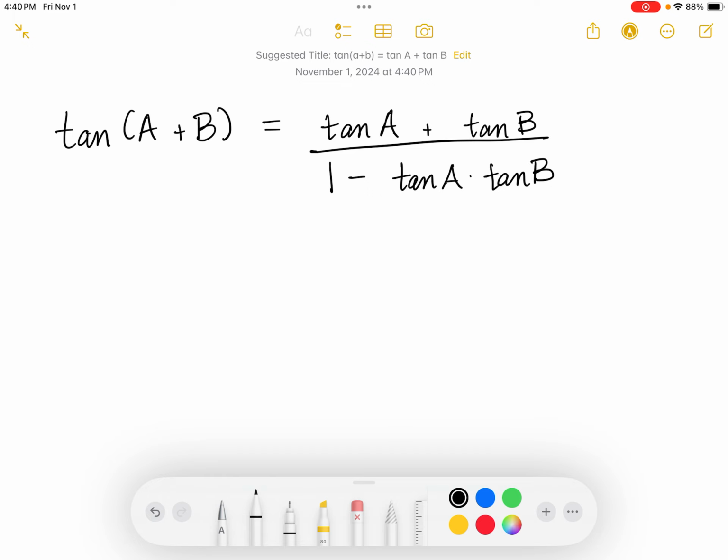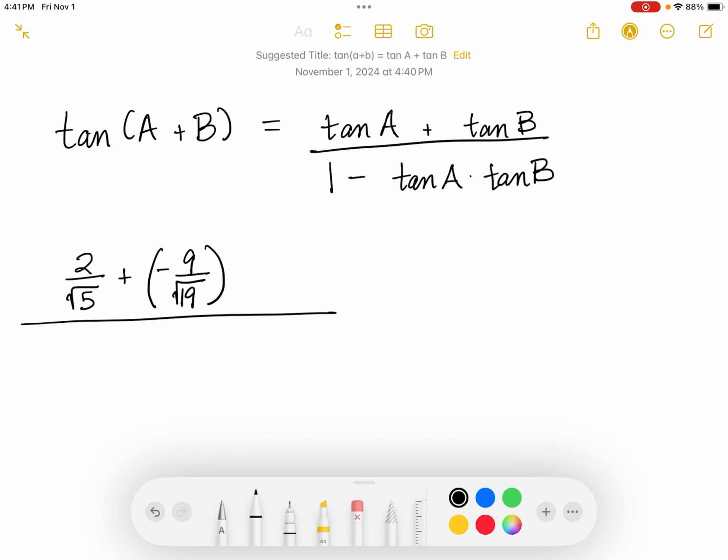Okay, so let's first use substitution. We have tangent of A as 2 over the square root of 5, and then plus, we got a negative for tangent of B because it was in quadrant 2. So this is our numerator, and our denominator is 1 minus the product of these, 2 divided by the square root of 5 times negative 9 over the square root of 19.